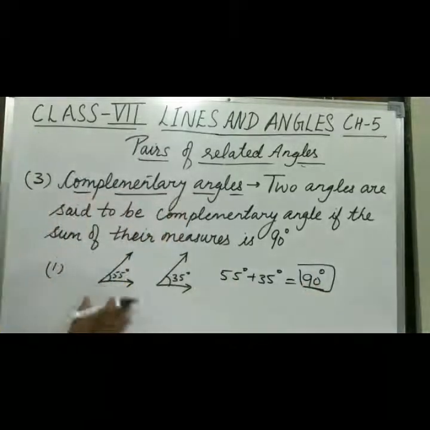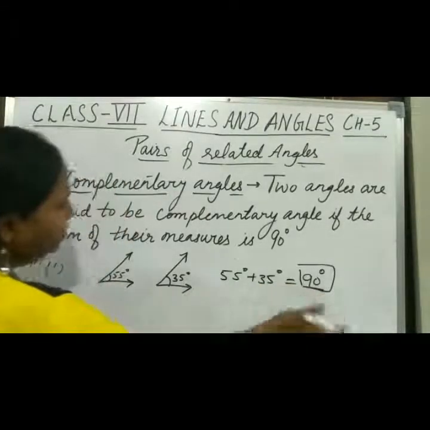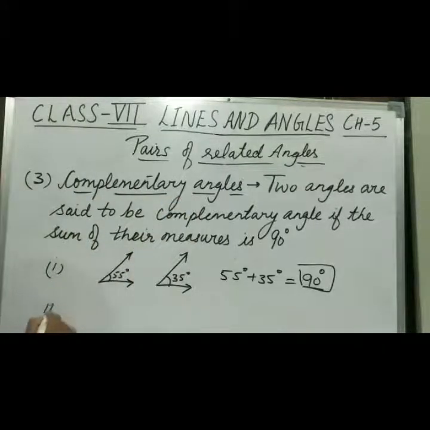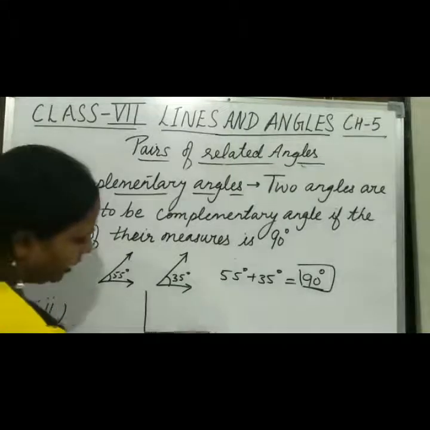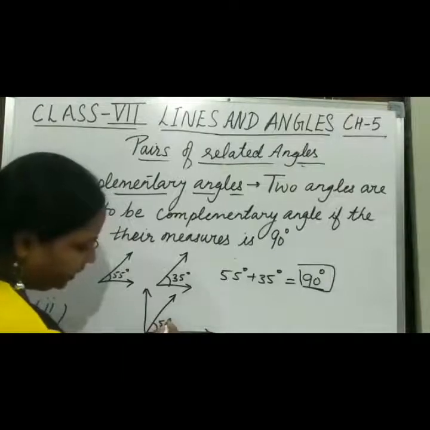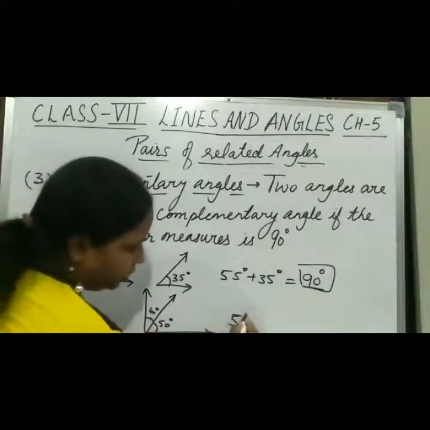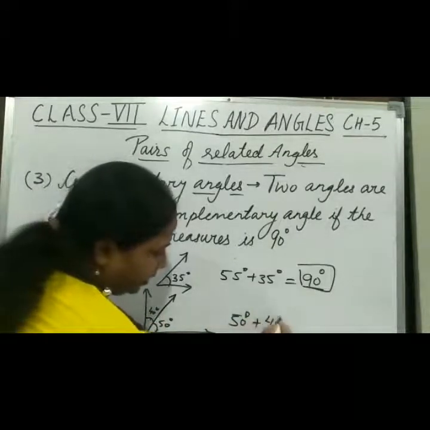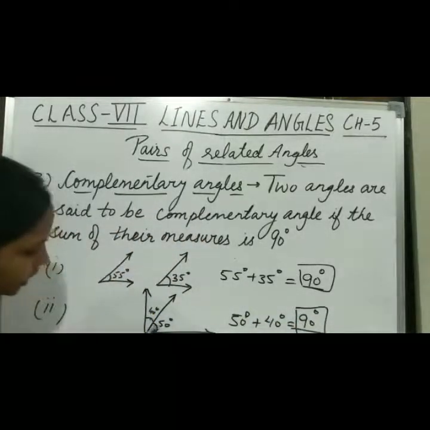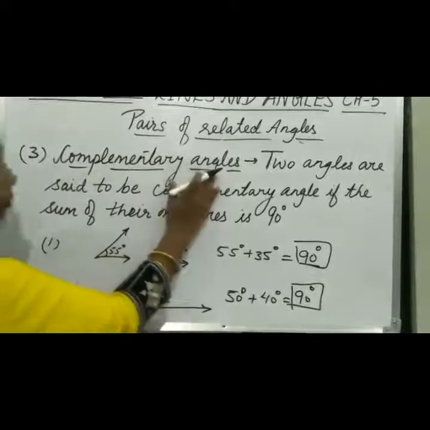So that means when the sum of any two angles is 90 degrees, then we call those angles complementary angles. Let's see another case. Suppose in this case, this angle is 50 degrees and this one is 40 degrees. When you add these two angles, what is the sum here? Sum is 90 degrees. Again here, this angle and this angle, the sum of these two angles is 90 degrees. That means they are complementary angles.